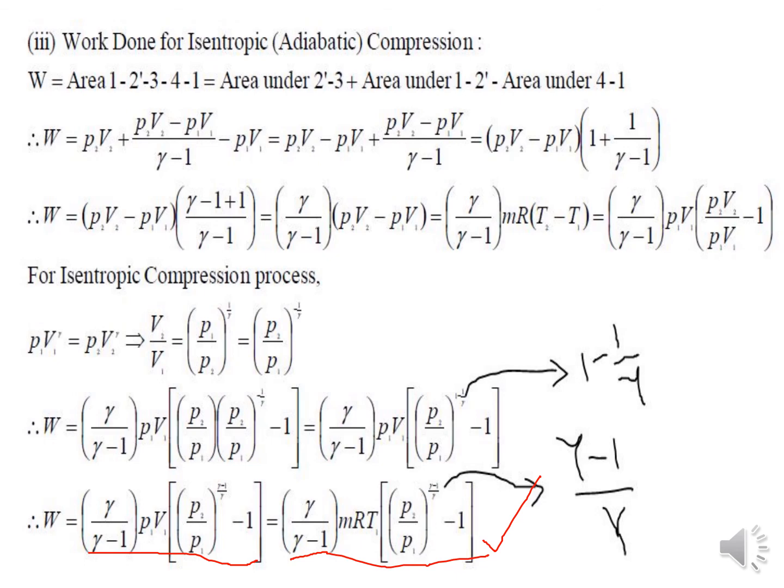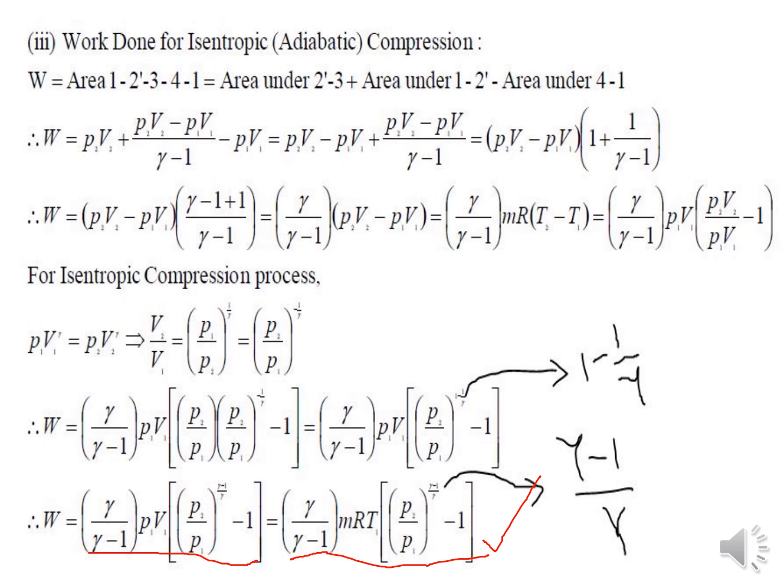So this is how we need to solve. All the things are very simple. The only thing is you need to remember the area under the curve, which process is going on. If it is constant pressure, you need to substitute the PV product. If it is adiabatic, you need to substitute (P2 V2 minus P1 V1) by gamma minus 1. If it is polytropic, you need to substitute (P2 V2 minus P1 V1) by n minus 1. So this is how you need to solve.